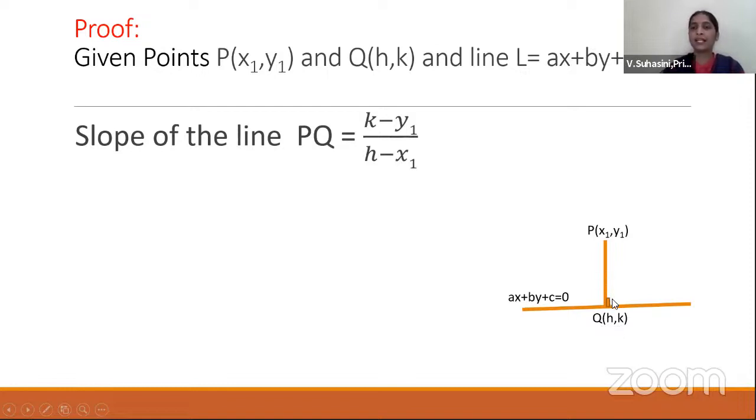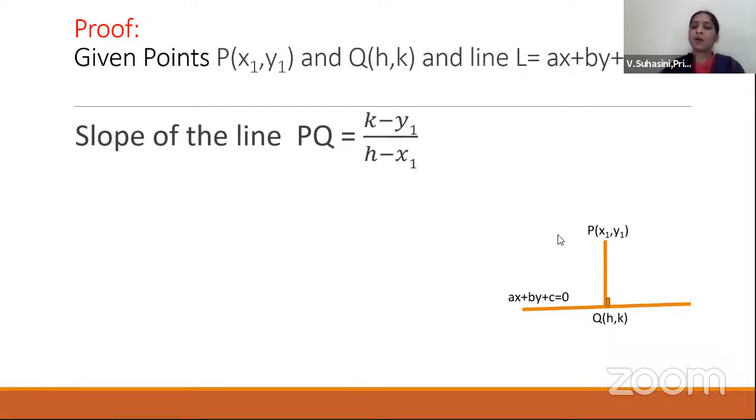When you know two points on the line, the slope of the line can be found using the formula (y2 minus y1) by (x2 minus x1). We can find the slope using that formula. Then the slope of the line PQ is equal to (k minus y1) by (h minus x1). Hope this is clear for you all.